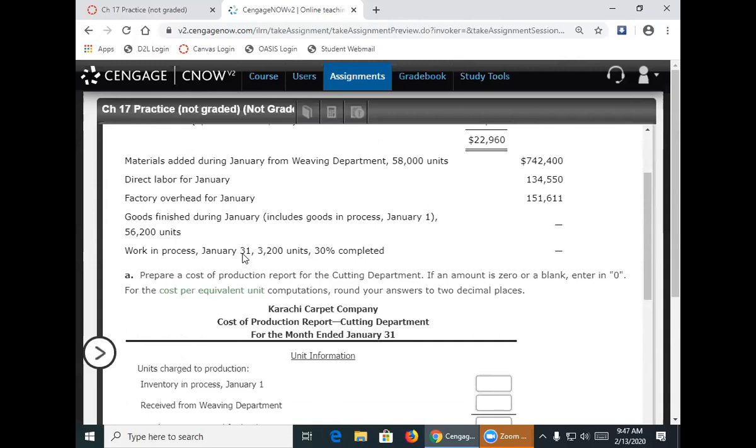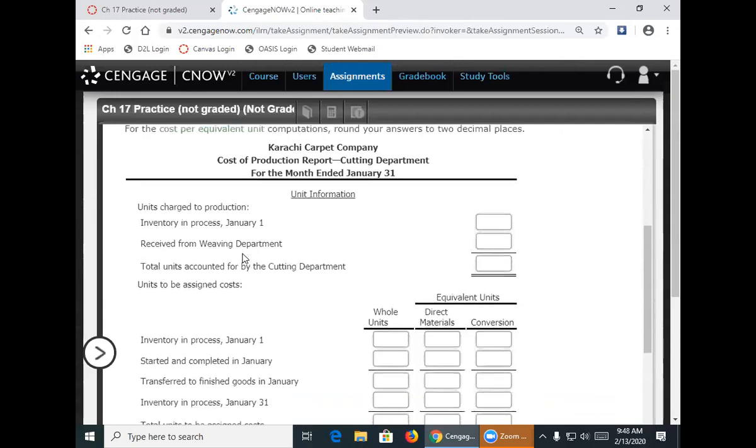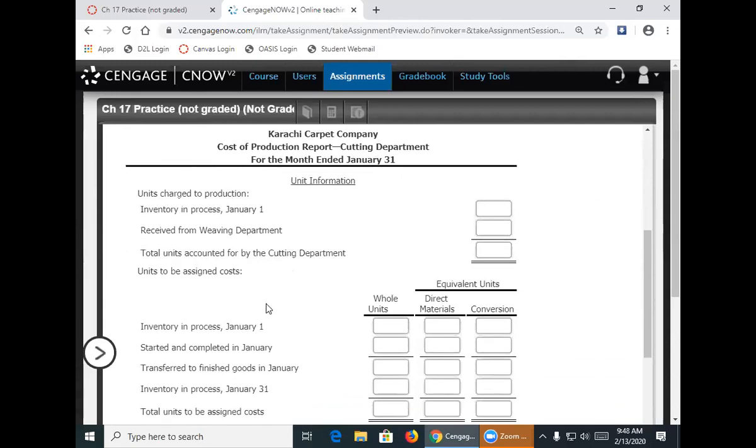So we're dealing with the cutting department. And what I'm going to come down here and do is the first thing, your first step on your cost of production report is to figure out how many units need to be assigned cost, okay? So step 1, we need to calculate the units to be assigned cost. So inventory and process, well, they told us that, right? How many units are in beginning inventory? 1,400, very good.